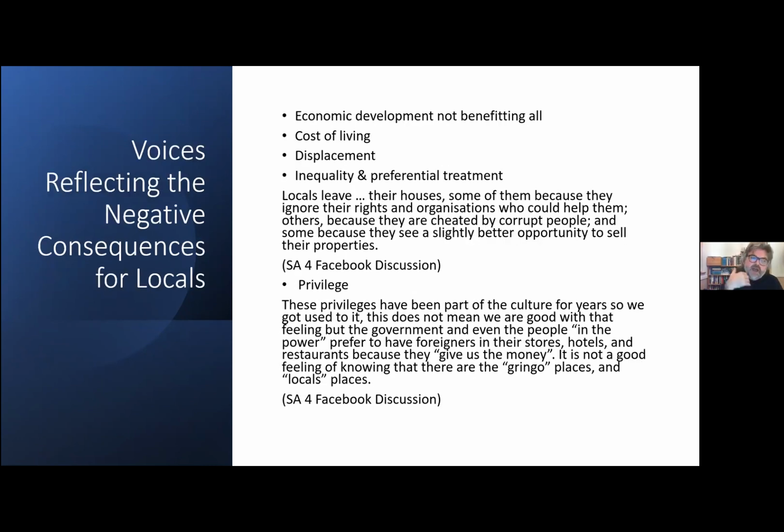That is interesting. Then there is the negative effect on locals, which has been identified, and also actually identified in some Mexican literature, particularly in urban geography. So it's a perception from some of the students, it's a perception on social media, and there's some literature on this as well, which is about the economic development not benefiting all. So this is classic gentrification theory in terms of San Miguel being extremely expensive.